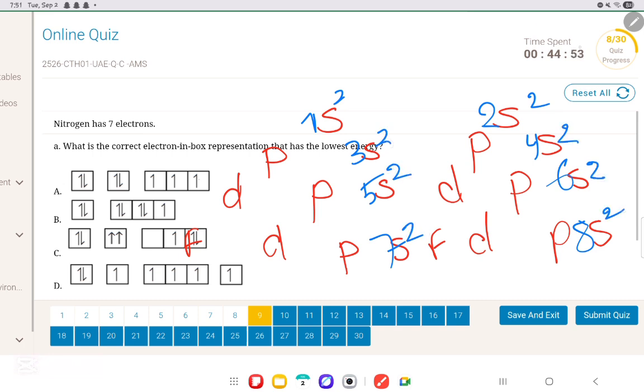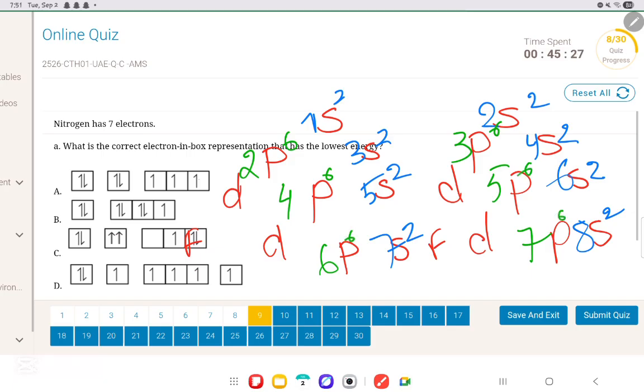Now, after S, what comes? P. But P starts at the second energy level, so it's going to be 2P. Then what comes after 2? 3. What's the maximum number of electrons that P can hold? P can hold a maximum of 6 electrons. So now you will put 6 for each P.